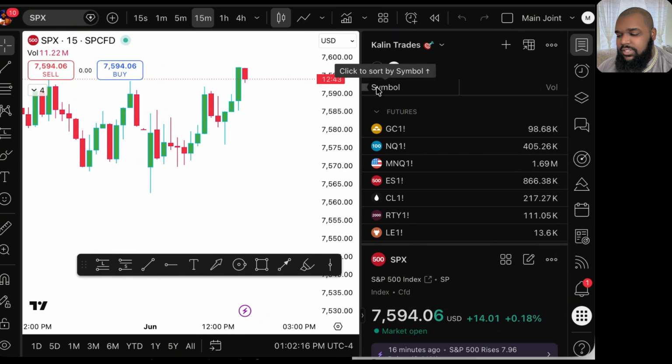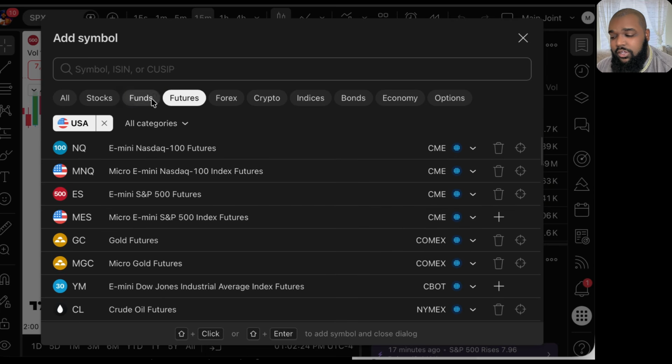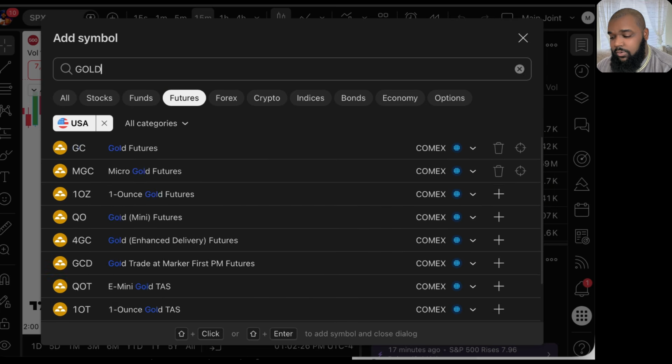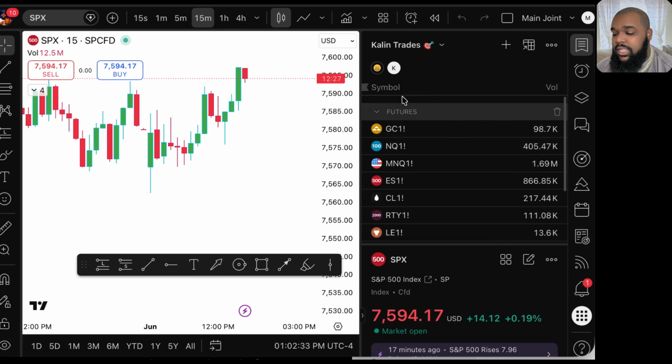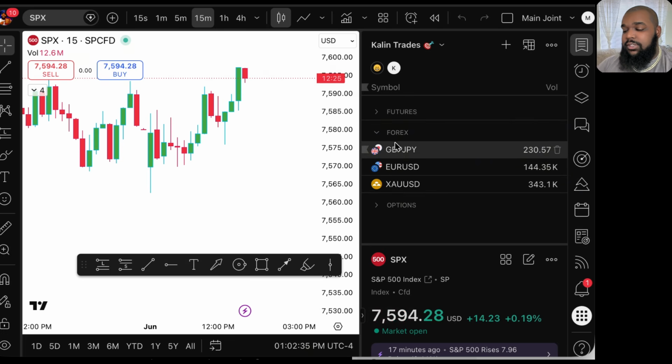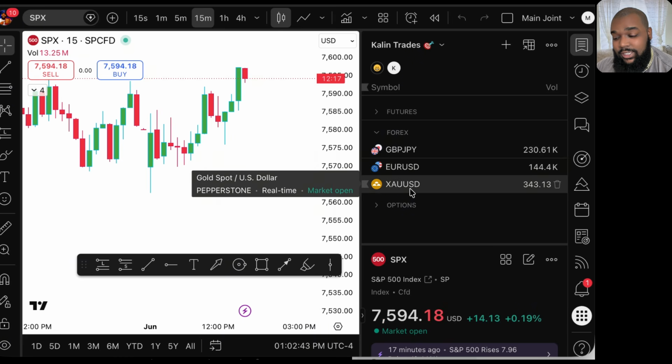If you want to put in a ticker to be able to find something, you'll press the plus button right here, and you have the different things that you can trade, and you'll go to futures and you'll type in gold. And what it'll do is allow you to be able to trade these different variations of gold. And then you have the Forex option, where these are the 3 Forex instruments that I look at. I look at GJ, love me some GJ. I look at EU, and then I look at gold.